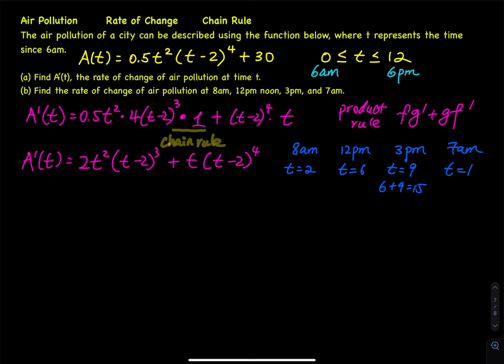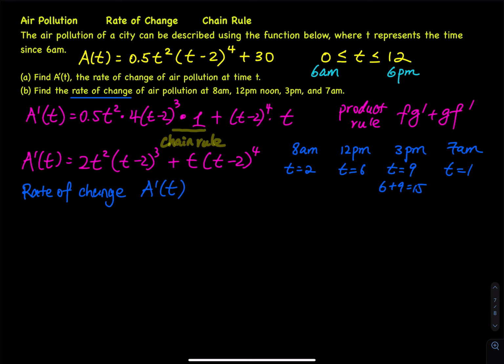And then since they ask for the rate of change, do you see that? They ask for the rate of change. That means you have to plug each of the t values into A prime. So they ask for the rate of change of air pollution. That means you will be using A prime of t, right? Because A prime of t is one function to describe the rate of change of air pollution in this city, using one function to describe the overall air pollution. So that is A prime of t.